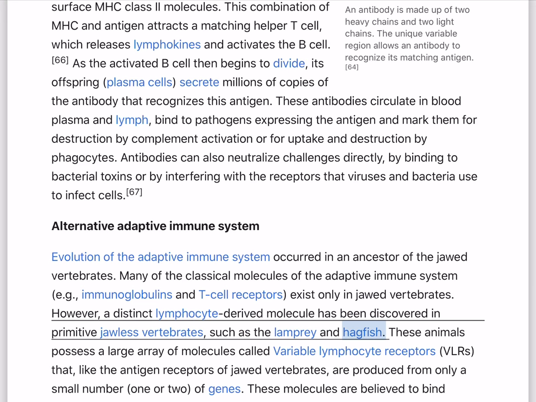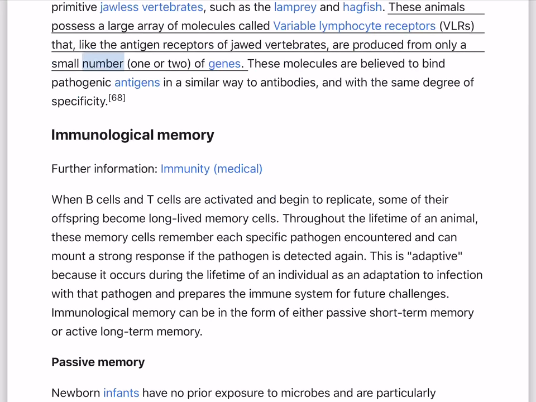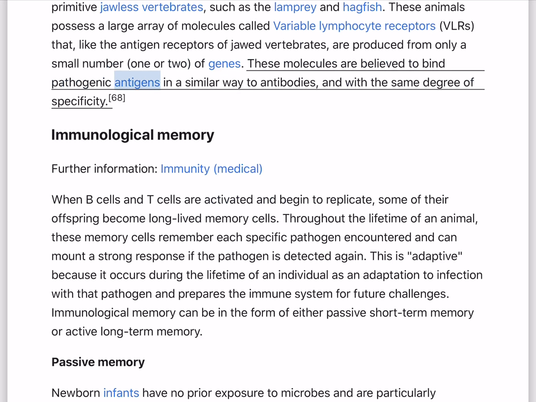These animals possess a large array of molecules called variable lymphocyte receptors, VLRs, that, like the antigen receptors of jawed vertebrates, are produced from only a small number, one or two, of genes. These molecules are believed to bind pathogenic antigens in a similar way to antibodies, and with the same degree of specificity.